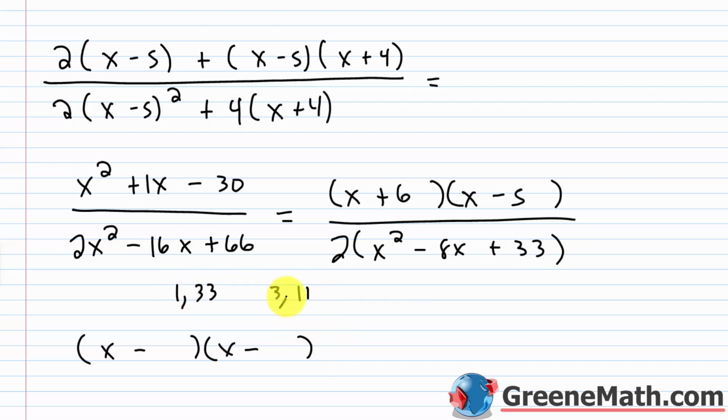Now, you might look at 3 and 11 and say, oh, well, if I had a negative 11 and a positive 3, but the signs have to both be negative, so that doesn't work, right? You could only do a 3 here and 11 here. Both are negative. That would combine to give you a negative 14x, so that wouldn't work, right? So this guy's going to be a prime polynomial. So this is as simple as we can make this. We have our quantity x plus 6 times our quantity x minus 5. This is over 2 times the quantity x squared minus 8x plus 33.